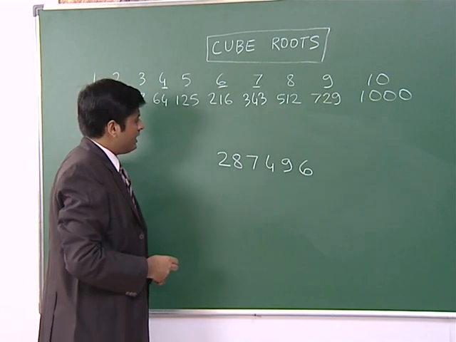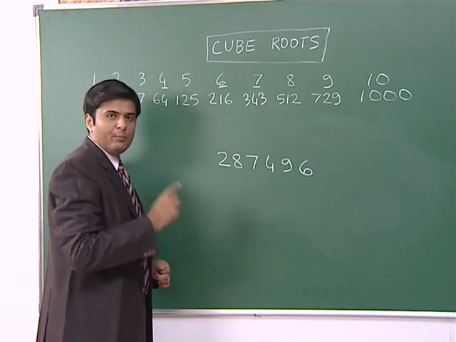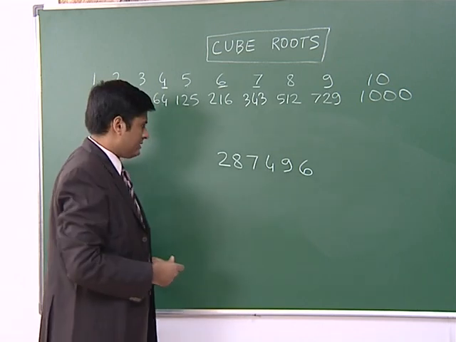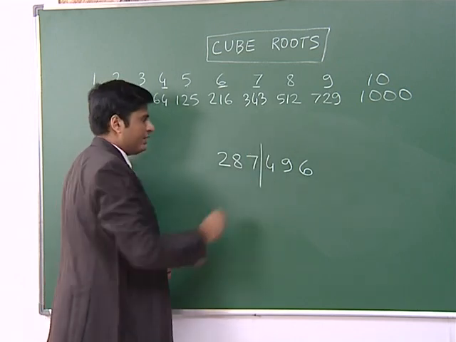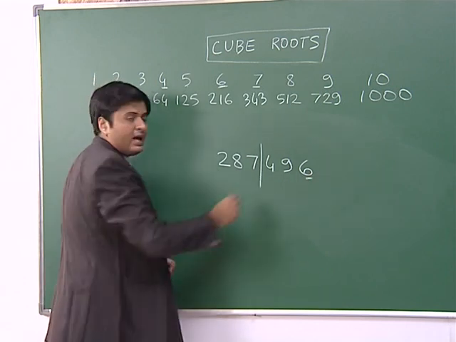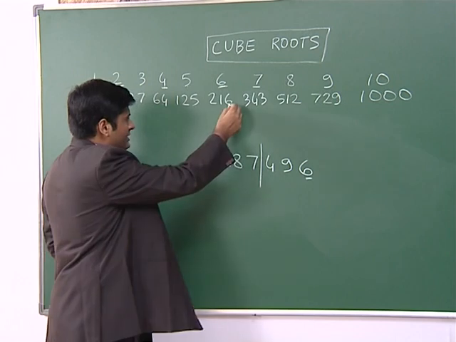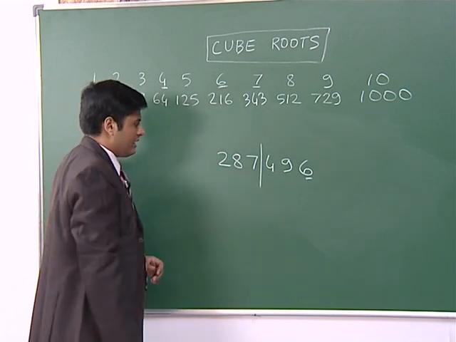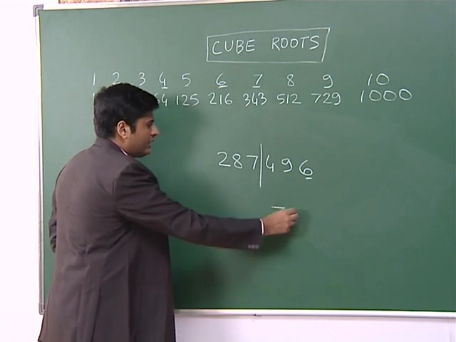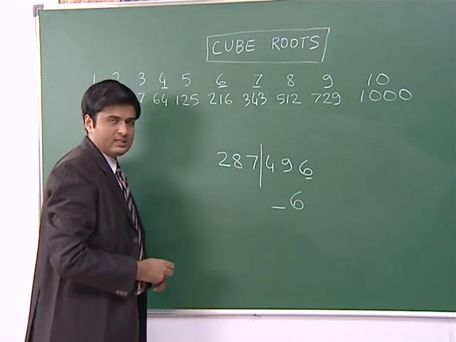Suppose I want to find out the cube root of say 287496. It's a 6-digit number. I will put a slash in such a manner that there are 3 digits in the right hand side. So I put a slash over here. Now the number ends in 6, and we know if the cube ends in 6, cube root ends in 6. So here our answer, I don't know what it begins with, but ends with a 6.